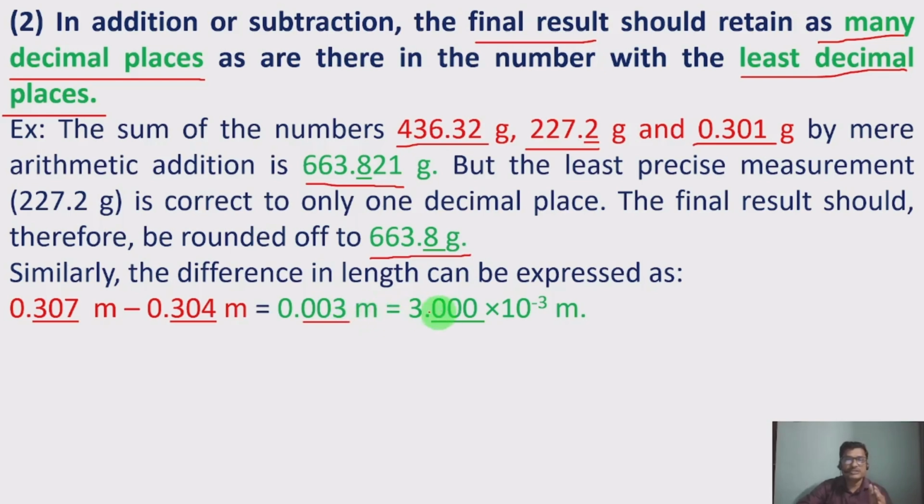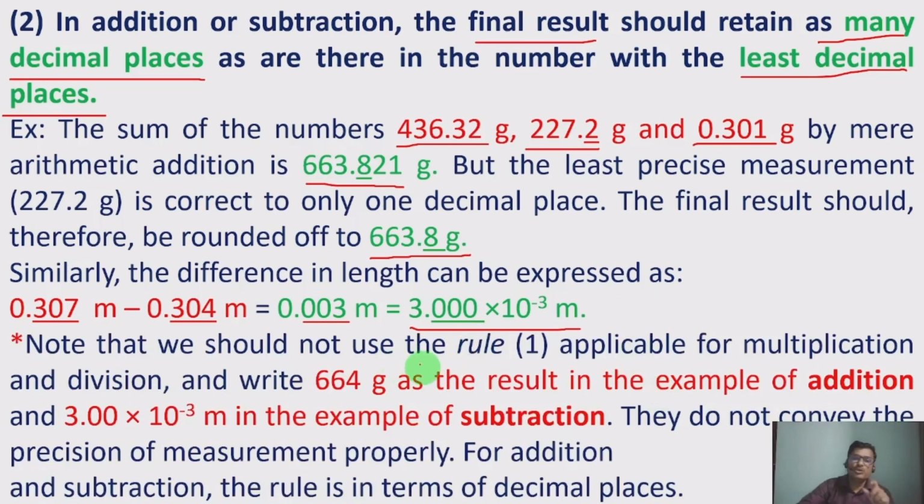Then this can be expressed in scientific notation, that is, in powers of ten. If you express it as 3 into 10 raised to minus 3, we get the result. But here we should have three decimal places as per the rules, so we can write 3.00 into 10 raised to minus 3, so that it is rounded to the three decimal places, the result we got.